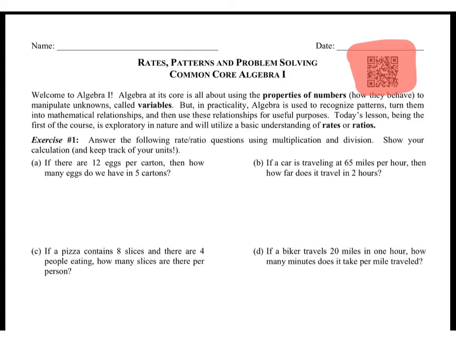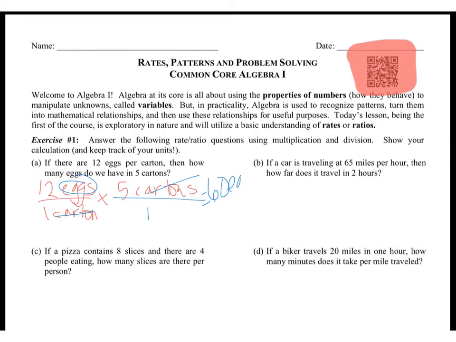All right, so if there are 12 eggs per carton, then how many eggs do we have in 5 cartons? So first we're going to do that there are 12 eggs over 1 carton. And we're going to multiply this by 5 cartons. What you will notice is that by having a carton here and a carton over here, we're going to cancel out the cartons. So now it's just 5 times 12, which is 60, and eggs is the unit that is left over.